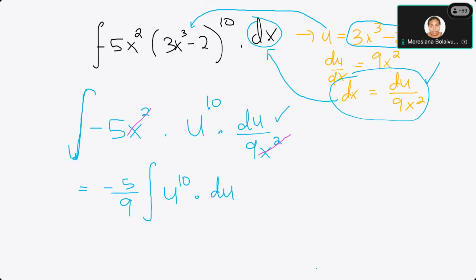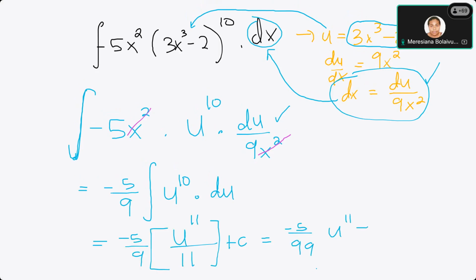And then what we need to do is simplify. When you simplify, the x squared will cancel. The fraction is negative 5 over 9. And now all you need to do is to integrate u to the power of 10 using the rules of integration. So the rules of integration says when you integrate u to the power of 10, that is u to the power of 11 divided by 11 and plus c. So when you multiply the fractions, you get negative 5 upon 99 u to the power 11 plus c.